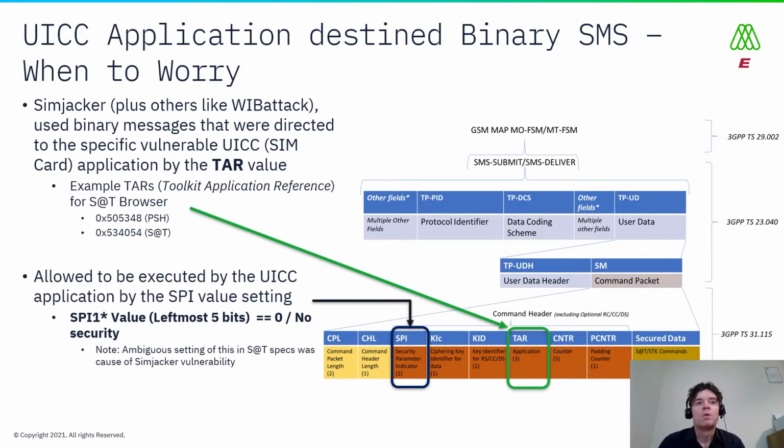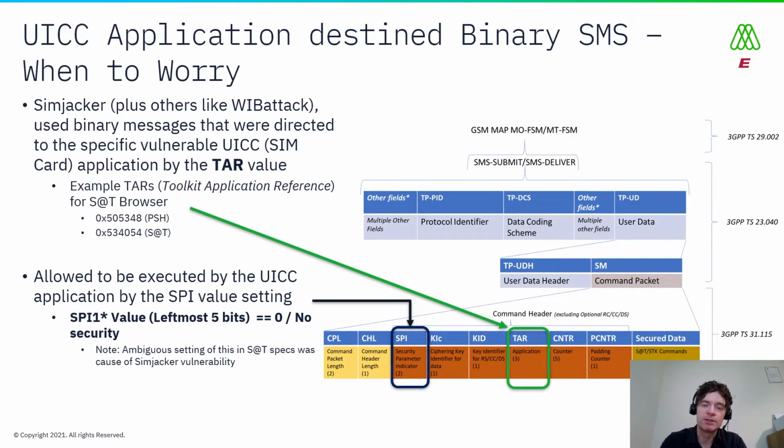And in particular, what we look for is the leftmost 5 bits of this value. If this is set to 0, there's essentially no security. What that means is that any text message from any source which is received by the SIM card application, if the SIM card application is expecting these values to be set to 0, then it will accept this message from any source.